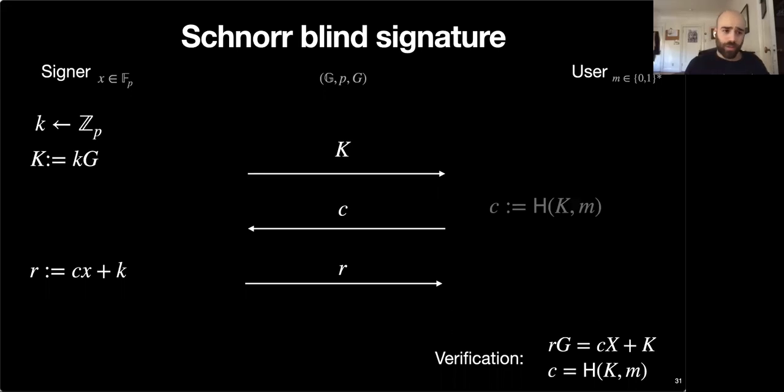And if the user is an adversary, we really shouldn't care about what the user is doing. Now, another thing to note about this protocol is that the signer has two messages. It is 1.5 rounds. I have to send a commitment, I have to hold in mind my session state, and then I have to send a response.